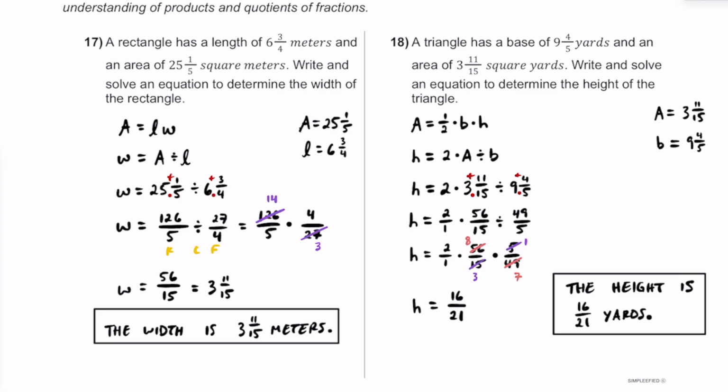If you wanted to check this, of course, you can take the base, which is 9 and 4/5. You can do base times height. If you multiply 9 and 4/5 by the 16 over 21, and then take half of that, we should end up with this area here of 3 and 11/15. So if you want to check that just for some practice, feel free to do so.